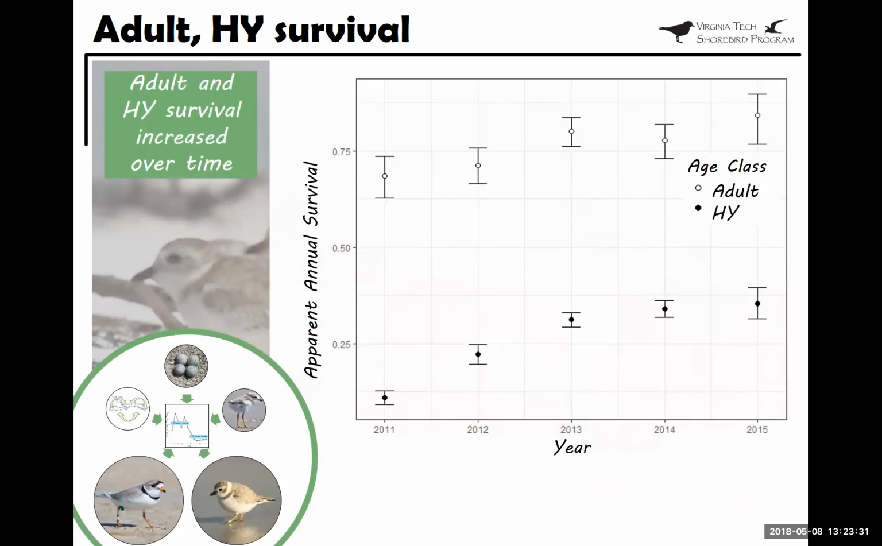Apparent annual survival was higher for adult birds than for hatch years, which we expect since, remember, those hatch year birds, that includes the time since they were hatched until they're 1 year old. Survival didn't differ among the 3 sites, Lewis and Clark Lake, Gavin's, and the Niobrara. And overall, it generally increased over the time period that we looked at.